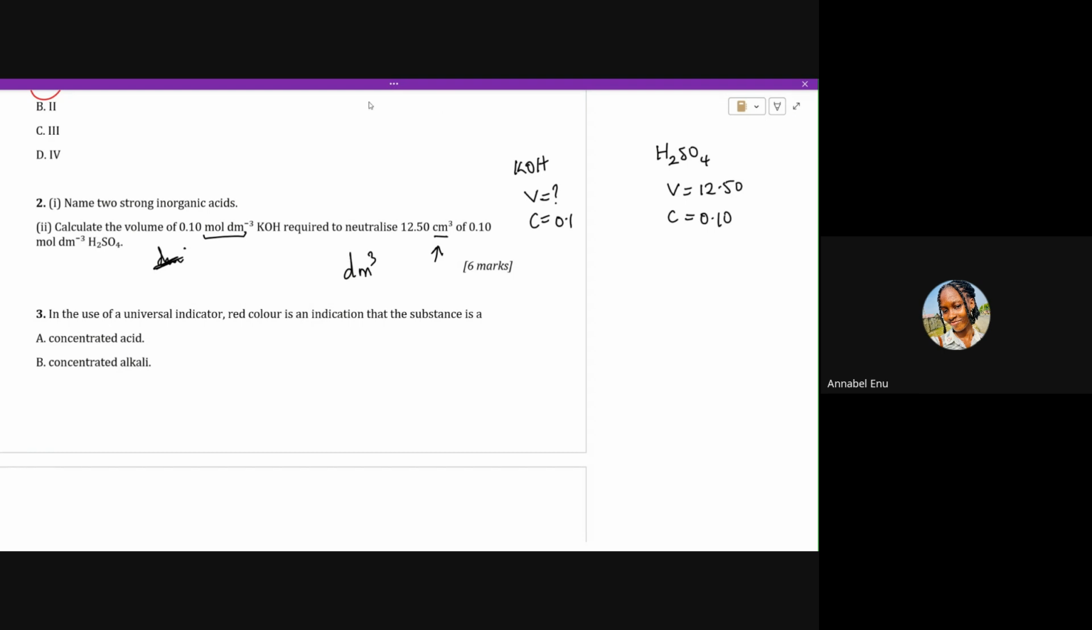Otherwise, it is natural for us to actually convert. Now, that being said, you should have this kind of conversion at the back of your mind: what centimeters cube is in decimeters cube or in liters.